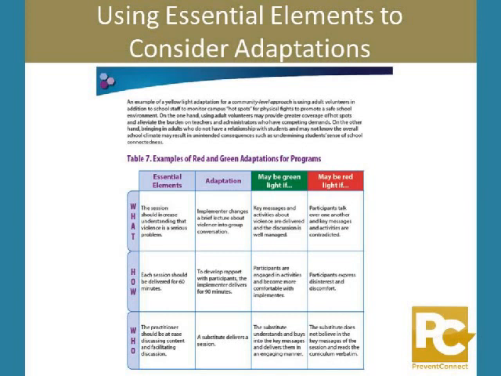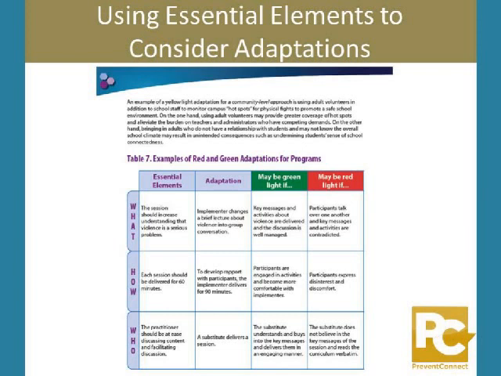What this shows are some considerations around whether something may be a red or green light. And it really flows from how we defined earlier in the guide the what, how, and who. So I will just go through the example of the what and read what is there. The essential element under the what, the example, is the session should increase an understanding that violence is a serious problem. And the adaptation is the implementer changes a brief lecture about violence into group conversation.